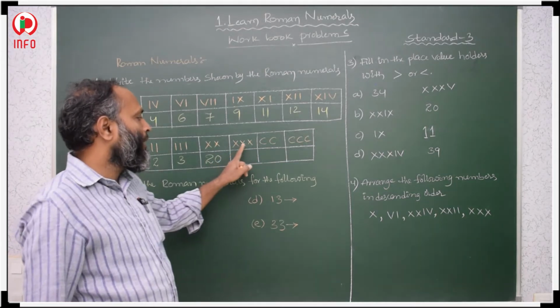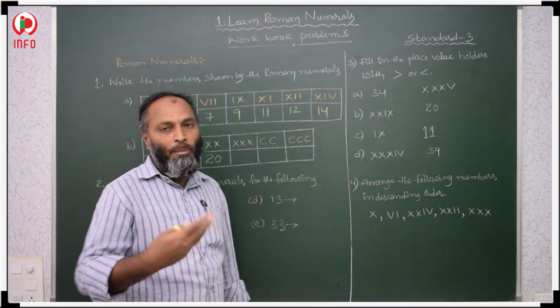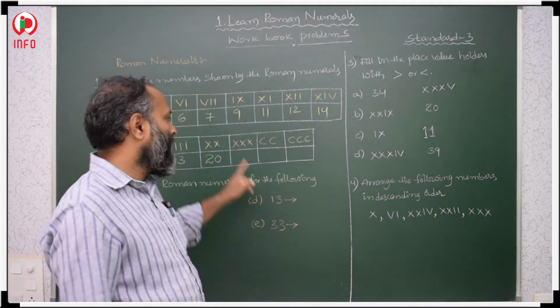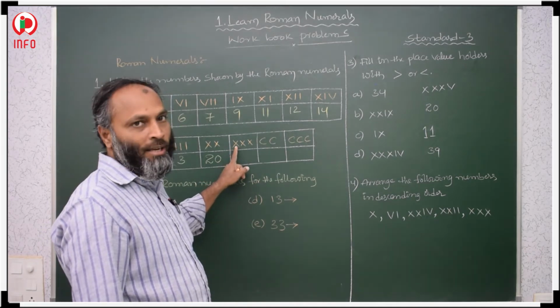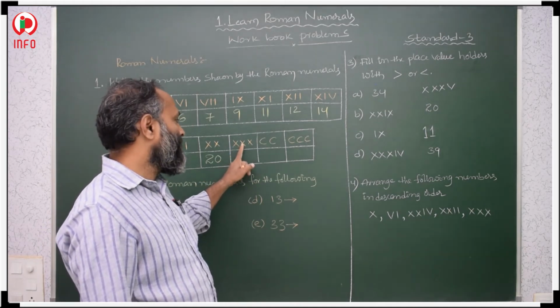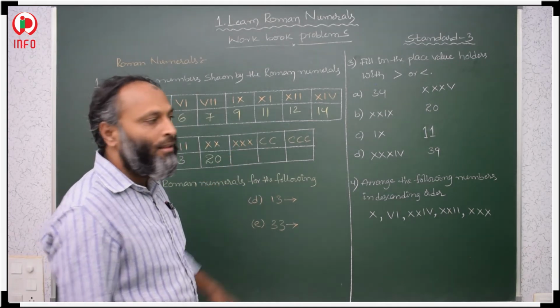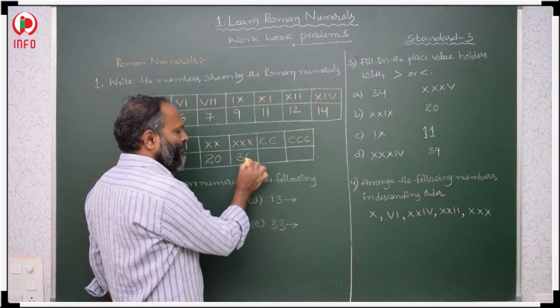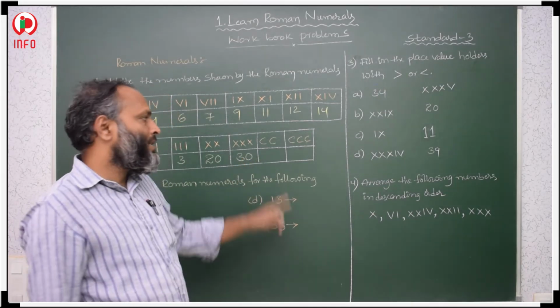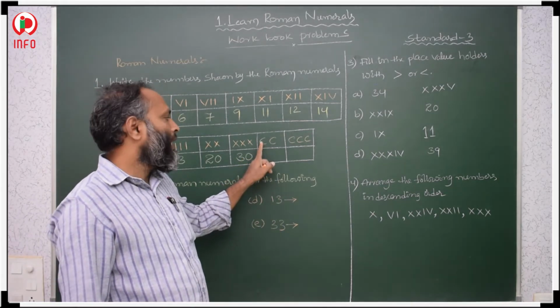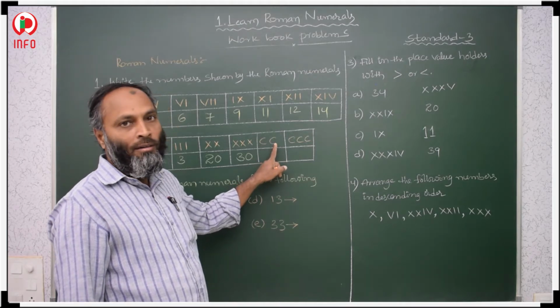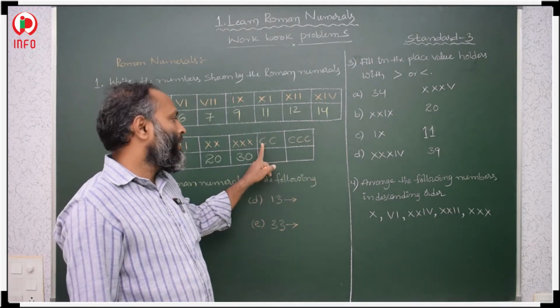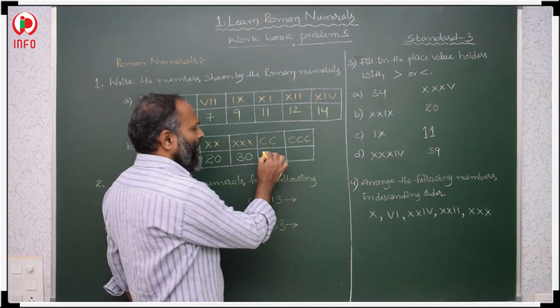Here is a repeated Roman numeral. When a Roman numeral repeats, we have to add. How many times is X repeated here? 3 times, meaning 10 plus 10 is 20, 20 plus 10 is 30. Then here C. C means 100. 100 and 100, C repeats 2 times, then 100 plus 100 is 200.